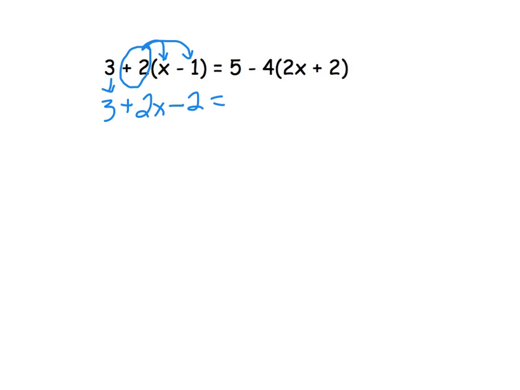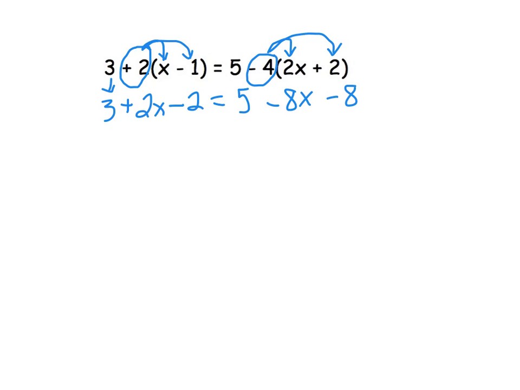Now on my other side, I've also got parentheses that need to be cleared. This time I'm going to be distributing the -4 times each term. Make sure you get the sign that's attached to it as well. So -4 times 2x is -8x. -4 times 2 is -8. And I'm going to go ahead and bring down the 5.